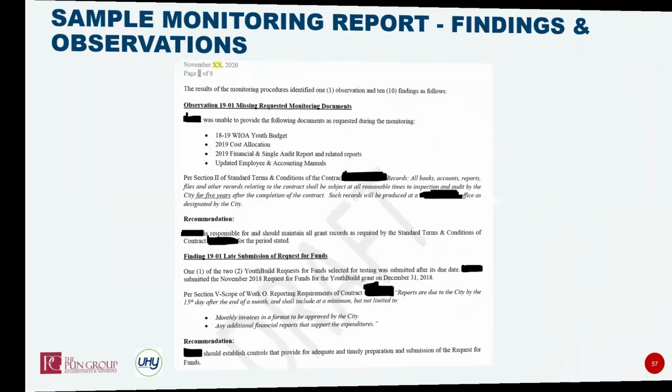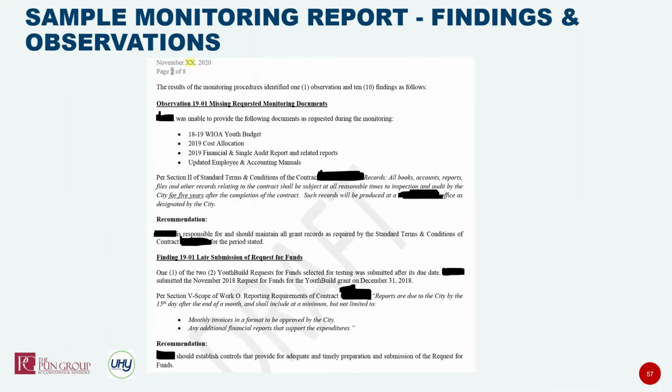Next is a sample of a monitoring report. As you can see, in this case they had 10 findings and one observation. And you can see we differentiate between observations and findings. Observations are things that we want to bring to your attention that should probably be corrected, so that we won't have issues in the future, or it could result in a finding at a later date if you don't fix it after this first go around.